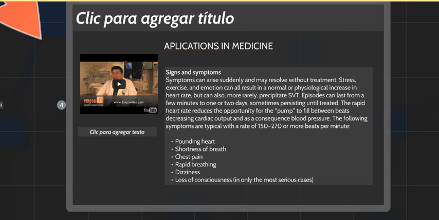The following symptoms are typical with a rate of 150 to 270 or more beats per minute: heart pounding, shortness of breath, chest pain, rapid breathing, dizziness, and loss of consciousness in only the most severe cases.